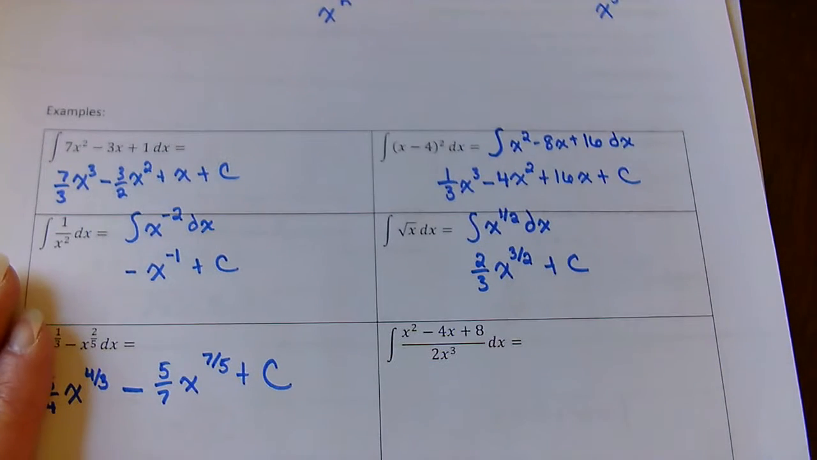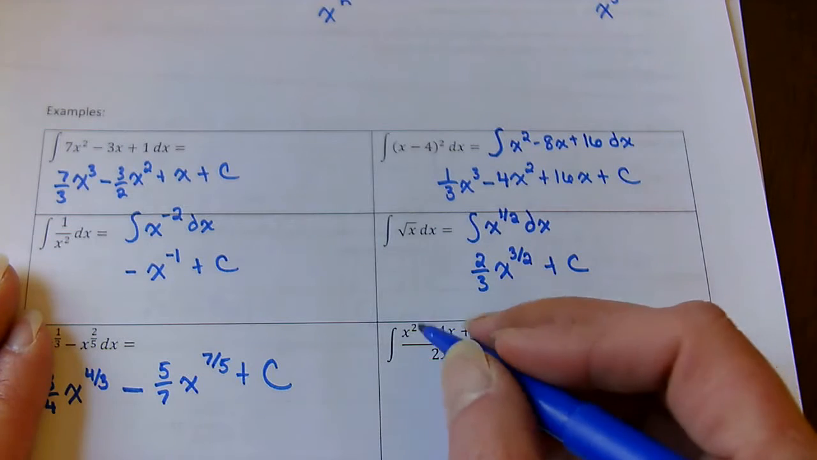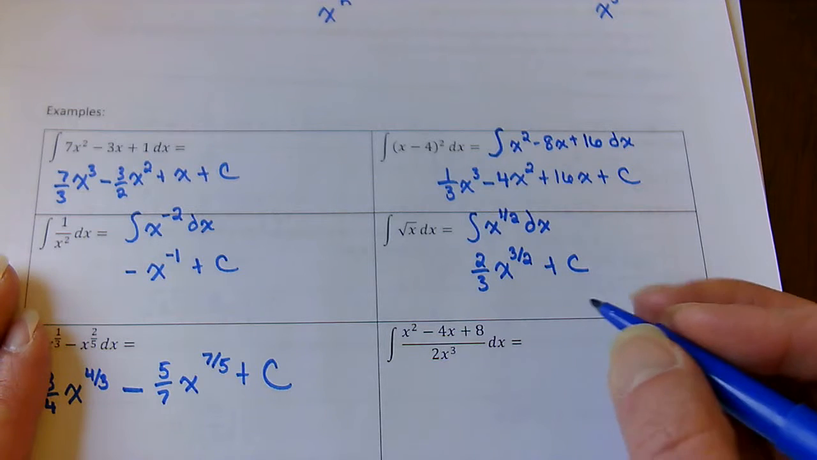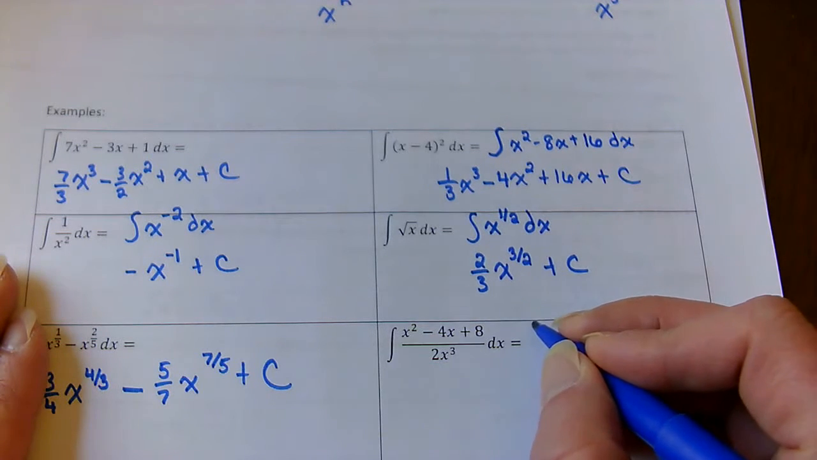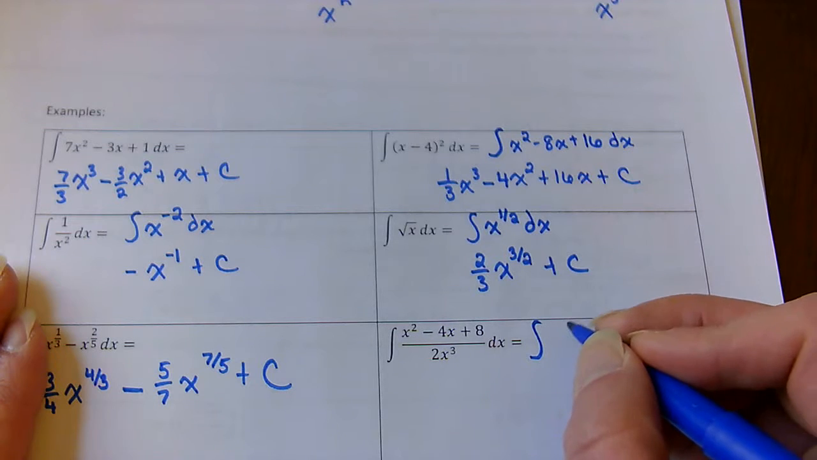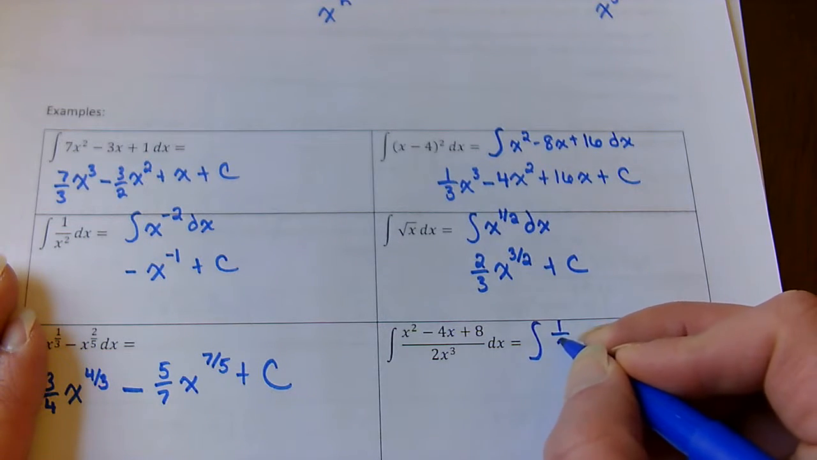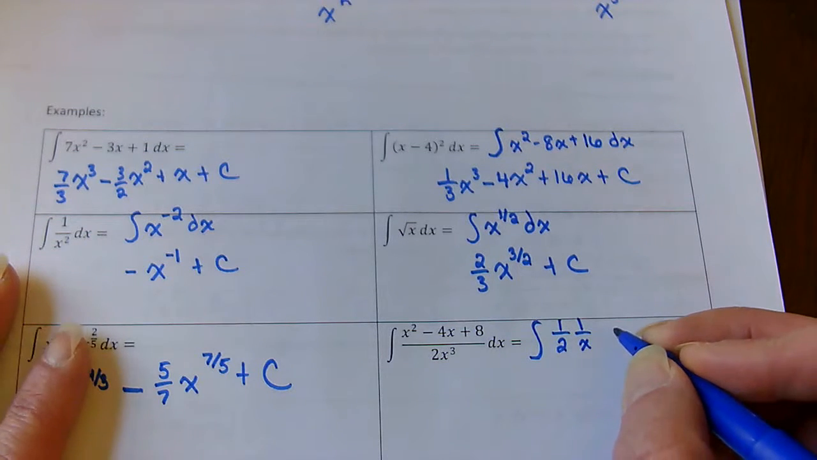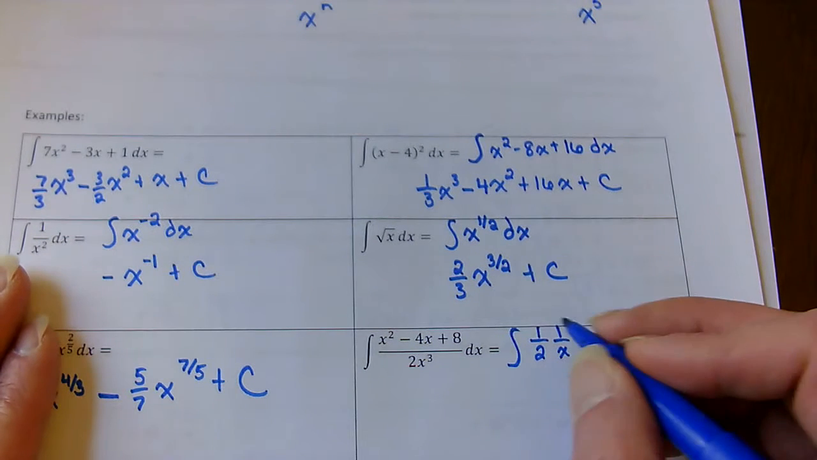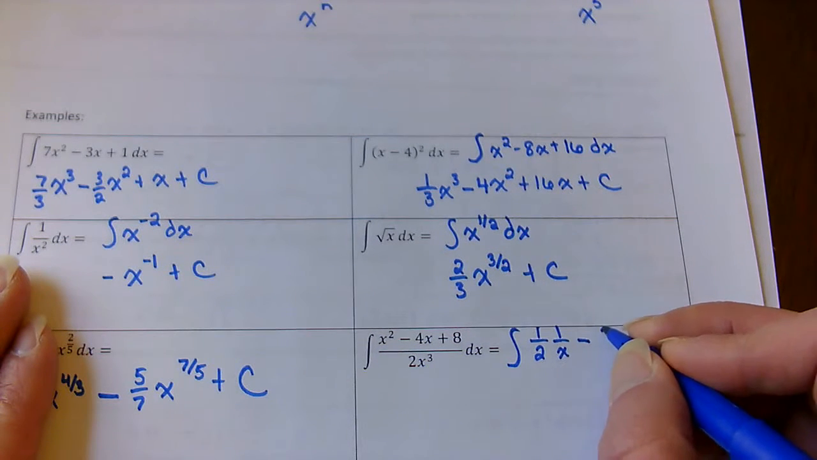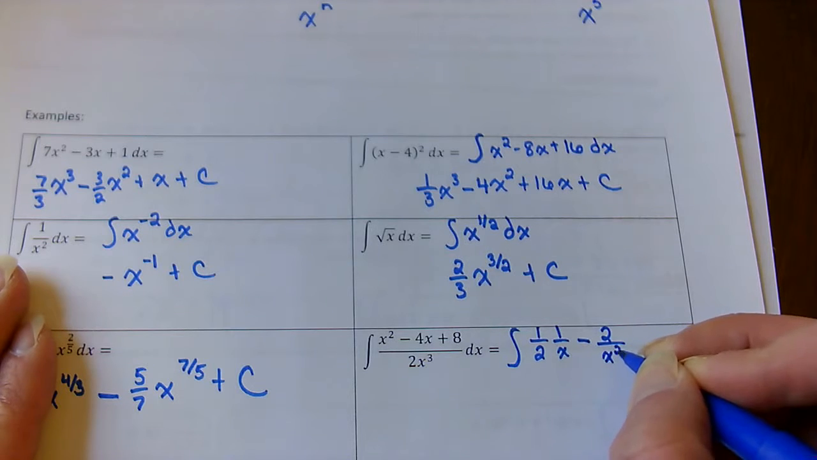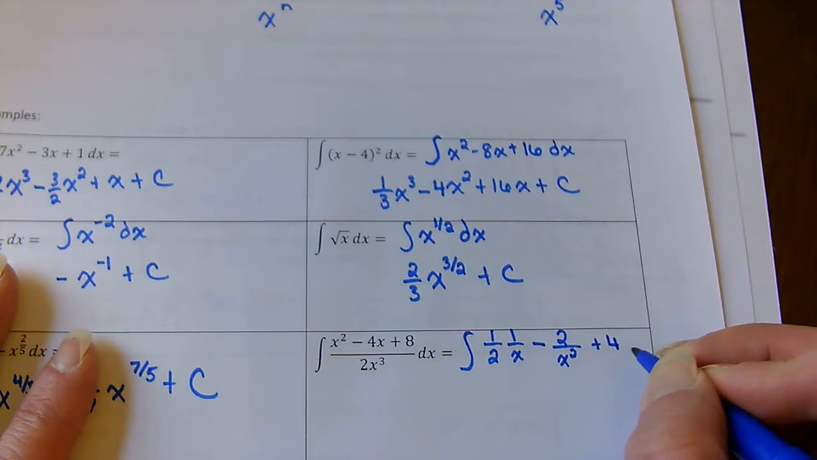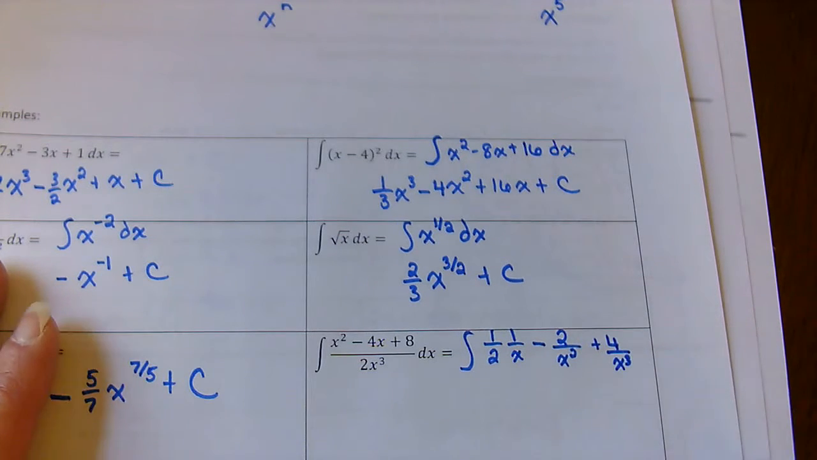What about the next one? Well, remember, we could divide each term by 2x cubed. I would have 1/2 1 over x minus 4 divided by 2 is 2, and that'll leave me with x squared in the denominator, plus 8 divided by 2 is 4 with x cubed in the denominator.